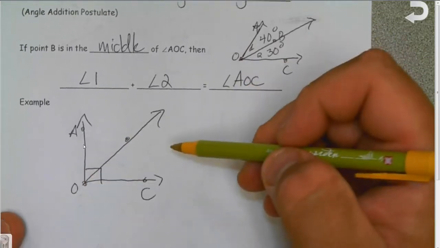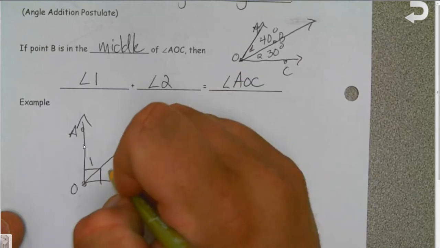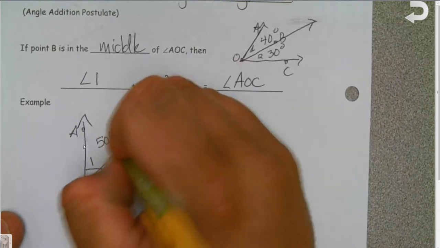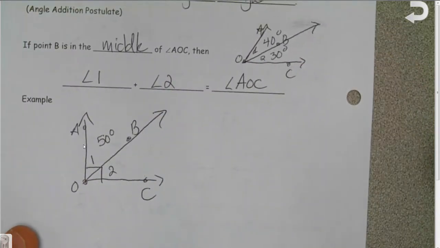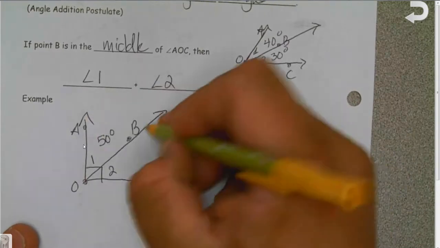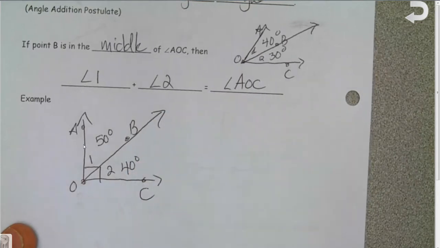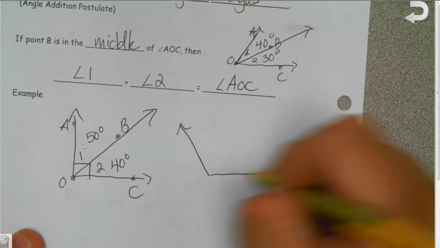AOC is how many degrees? 90. This is angle 1. This is angle 2. If angle 1 is 50 degrees, how many degrees is angle 2? Well, if AOC is 90 and AOB is 50, then BOC has to be 40. Okay? Let's do it with an obtuse. Real quick.